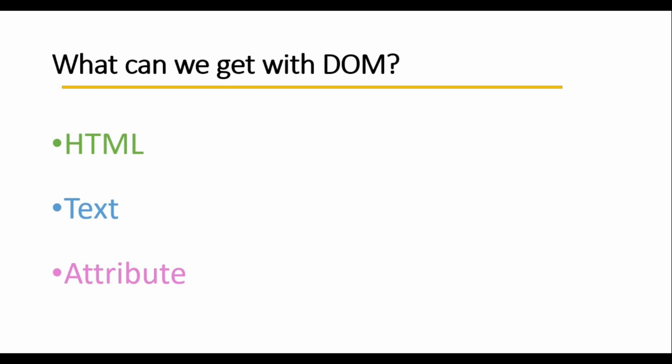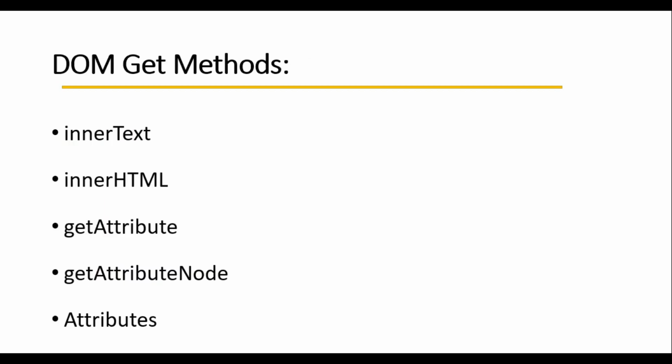This means that we can get the HTML element, we can get the text of the HTML, and we can get the attributes. For getting these three things we need specific methods, which are innerHTML, innerText, getAttribute, getAttributeNode and attributes. So now we are going to take a look at all of these, innerText and innerHTML.